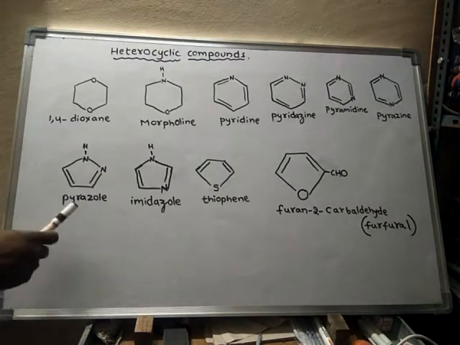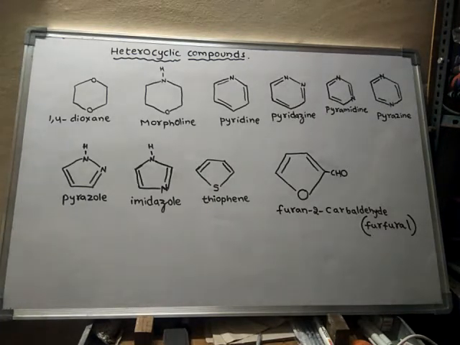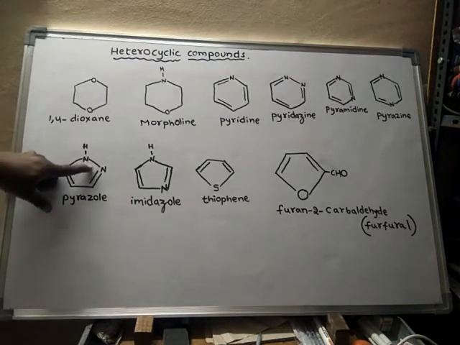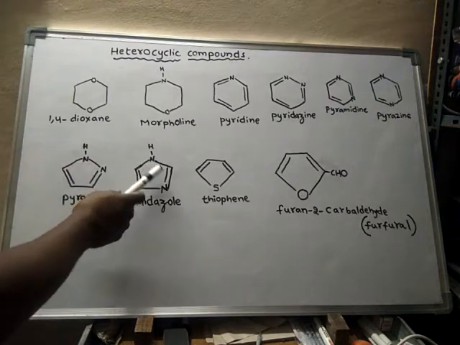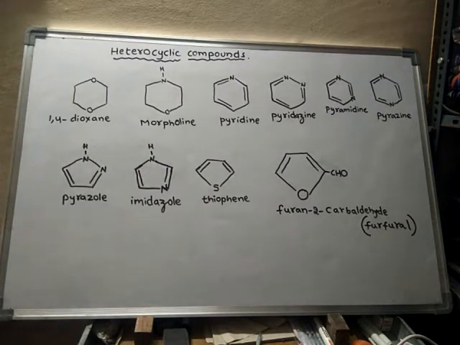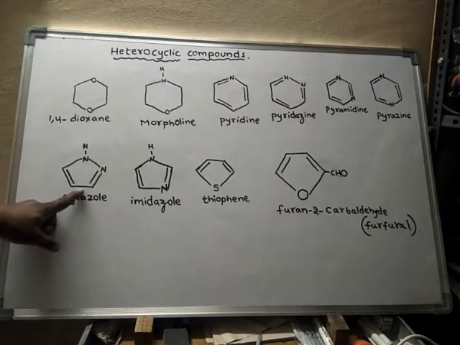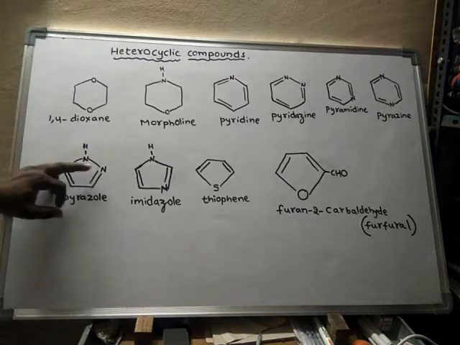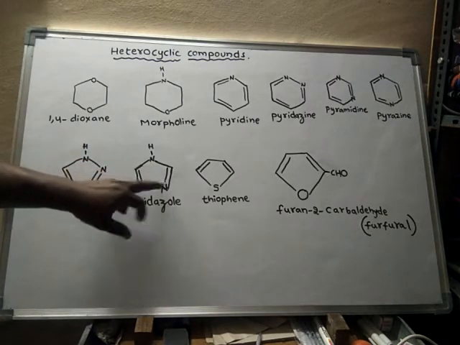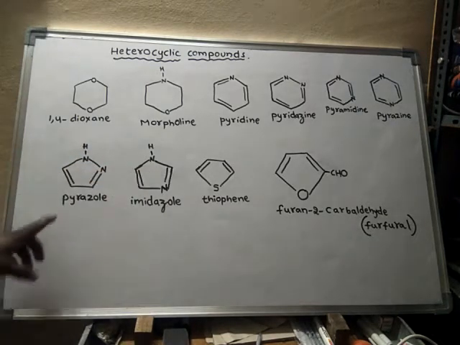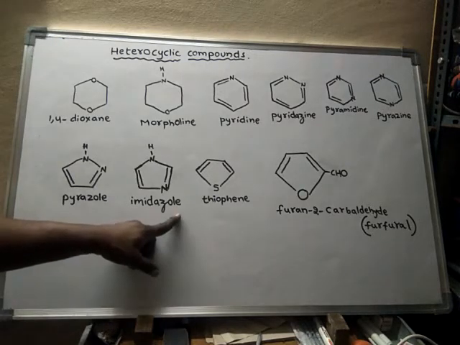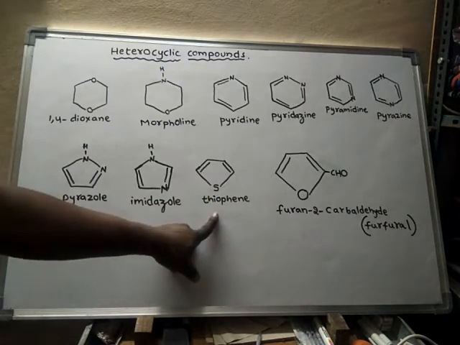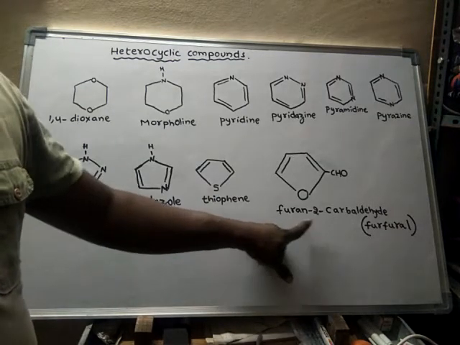This is pyrazole. Okay, so here in pyrazole again the same: these are two adjacent nitrogens. These are meta position, but this is not a six-member ring. So these are not six-member rings, but here these two are adjacent nitrogens, and they are alternately arranged. Okay, so pyrazole, imidazole. Now this is thiophene. This is furan 2 carbaldehyde.